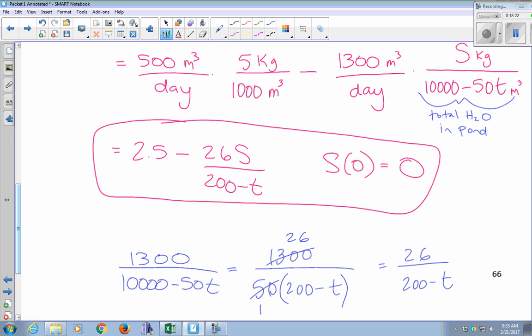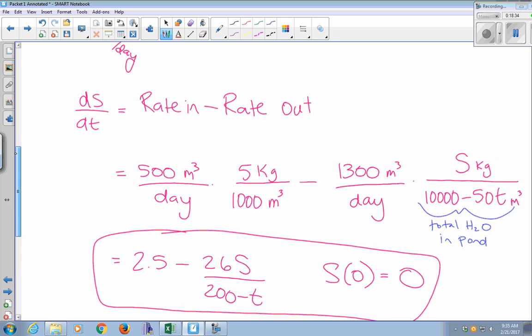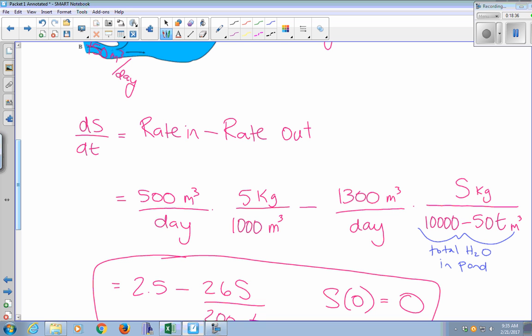Because stream B never got contaminated. There's no salt coming in through stream B. Yeah, because what we were writing was an equation for how the salt is changing. So stream B doesn't change the salinity at all because no salt is entering and no salt is leaving that way.